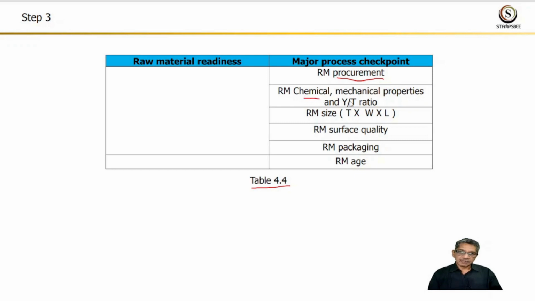RM chemical, mechanical properties and Y to T ratio. It should be maintained within the specification limit mentioned in the raw material quality plan, and the Y to T ratio should be as per the HLTO trials. Raw material size, thickness should be maintained within the specification limit, and width and length should be maintained at plus side of shearing tolerance. RM surface quality, it should be free from surface defects.